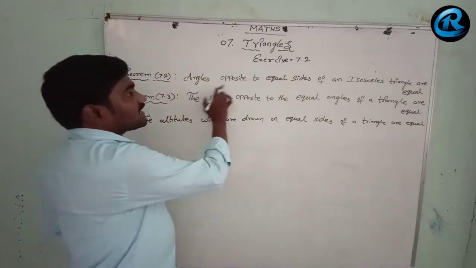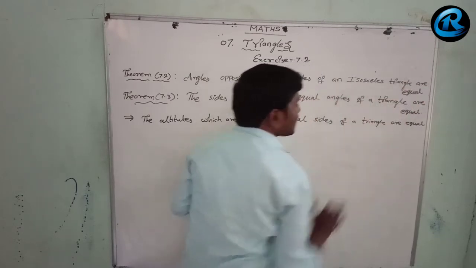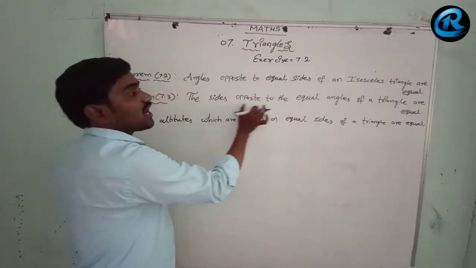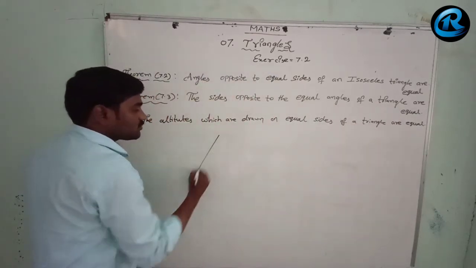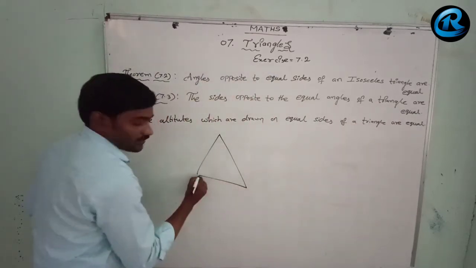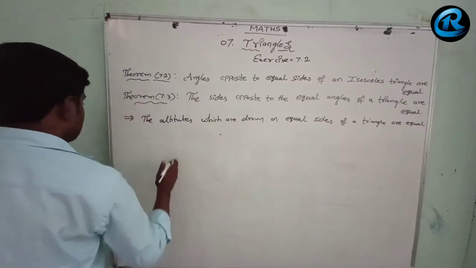That is, the angles opposite to the equal sides of an isosceles triangle are equal, and the sides opposite to the equal angles are equal. A simple way I will explain this. See this. So in 4 categories I will divide this. You have to understand this clearly.